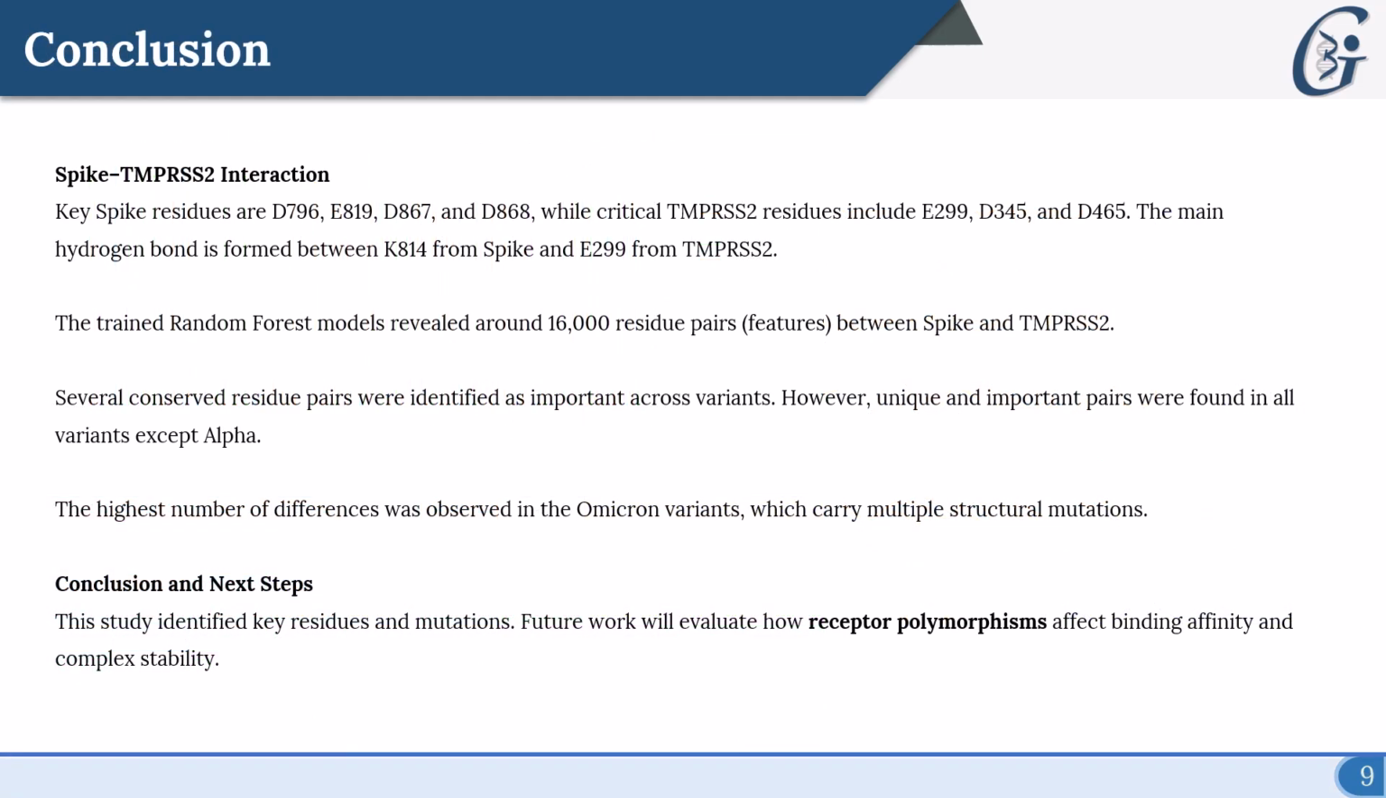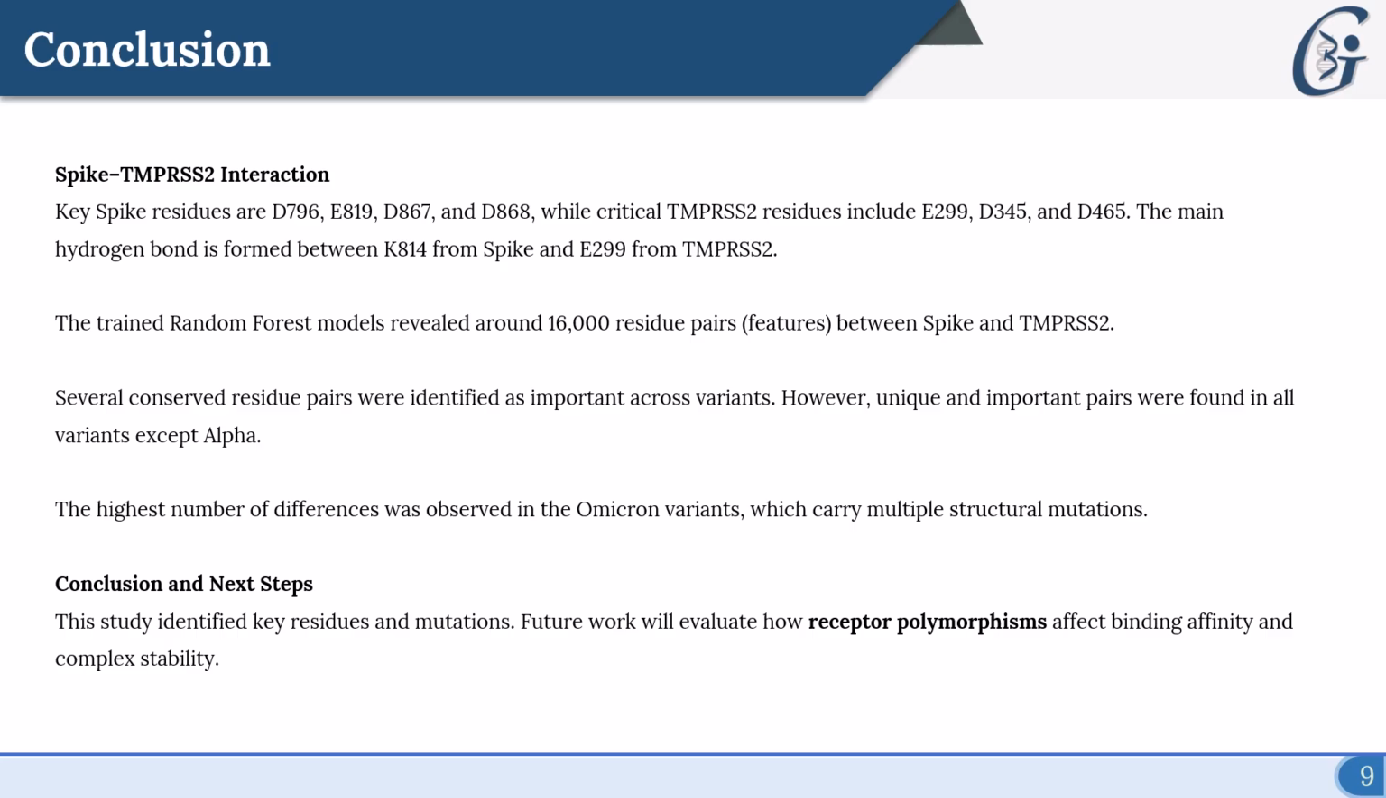In conclusion, we identified key residues from both spike and TMPRSS2 involved in their interaction. Some of these residues are conserved, while others are variant specific, especially in Omicron. Our random forest analysis was essential to highlight the most important residue pairs.